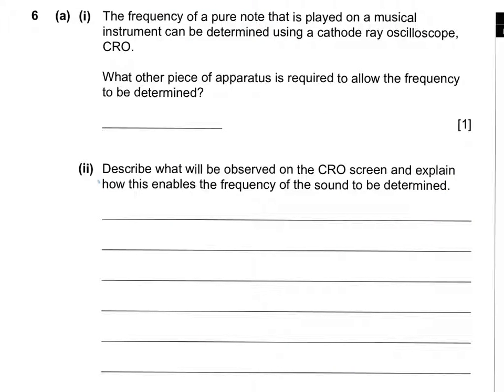Question 6a. The frequency of a pure note is played on a musical instrument can be determined using a cathode ray oscilloscope, or CRO. What other piece of apparatus is required to allow the frequency to be determined? Remember that a CRO is a voltage measuring device. Essentially, we need some kind of sensor that will convert sound into an electrical signal, and we call that a microphone. So sometimes the answer is staring you in the face and you're looking for something else. Just be aware, sometimes the answer is very straightforward.